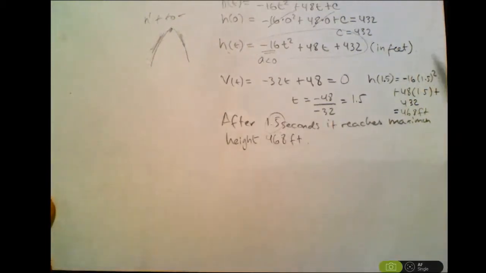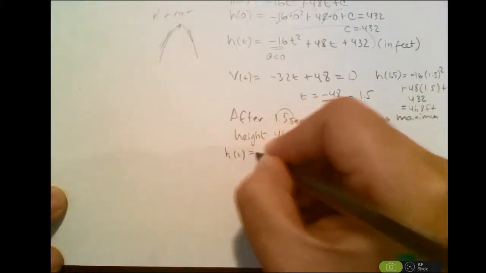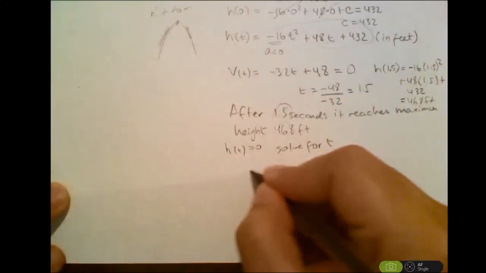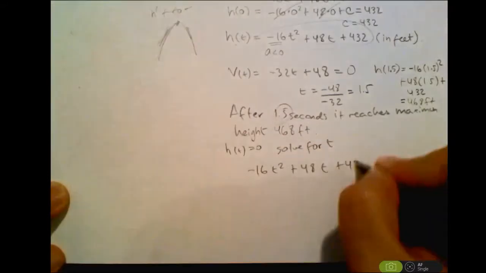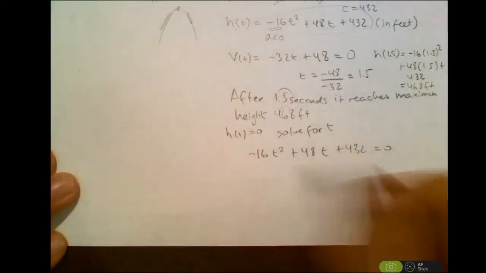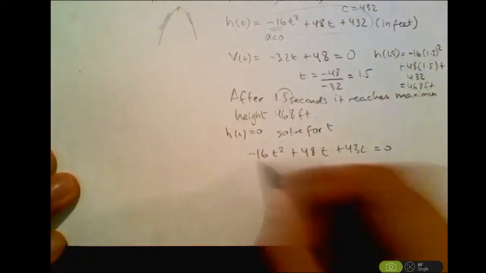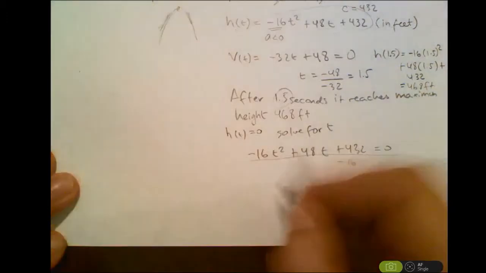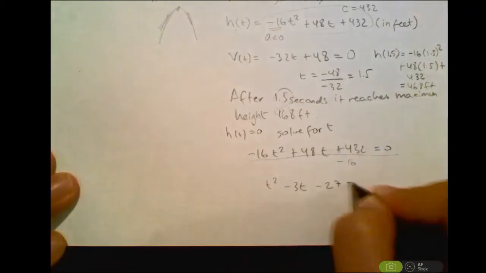And then the other question says, when does it hit the ground? So you just have to make h of t equal 0 and solve for that t. When you do that, you have negative 16t squared plus 48t plus 432 equals 0. Then you notice how 16 goes into everything, so I can just divide the entire equation by negative 16, including the right side of the equal sign. So I have t squared minus 3t minus 27 equals 0.